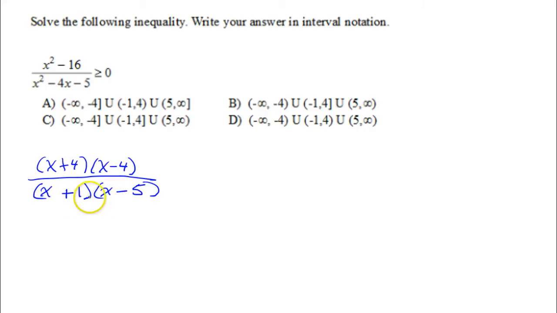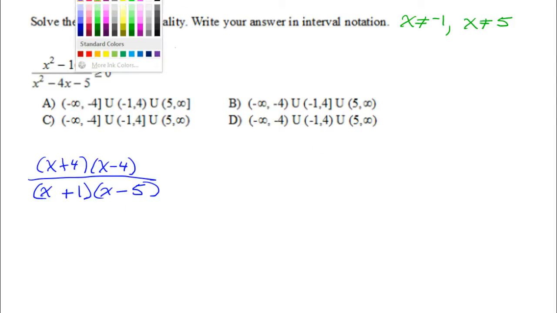So it's easy to see the critical values. So first of all, the excluded values are going to be, I'll put them up here, x cannot equal negative 1 because of that, and x cannot equal positive 5. Imagine setting this equal to 0. Alright, so those will be values that will be plotted on my number line in a minute.